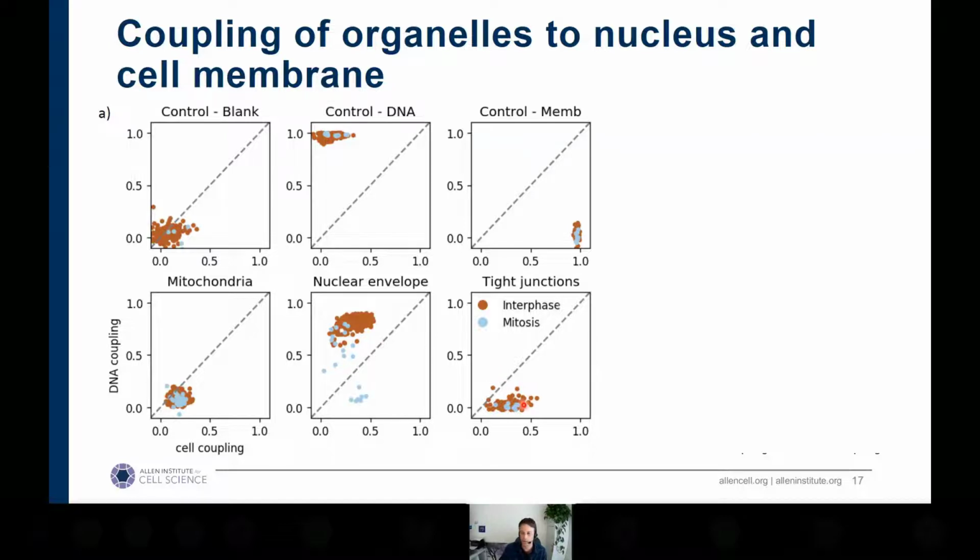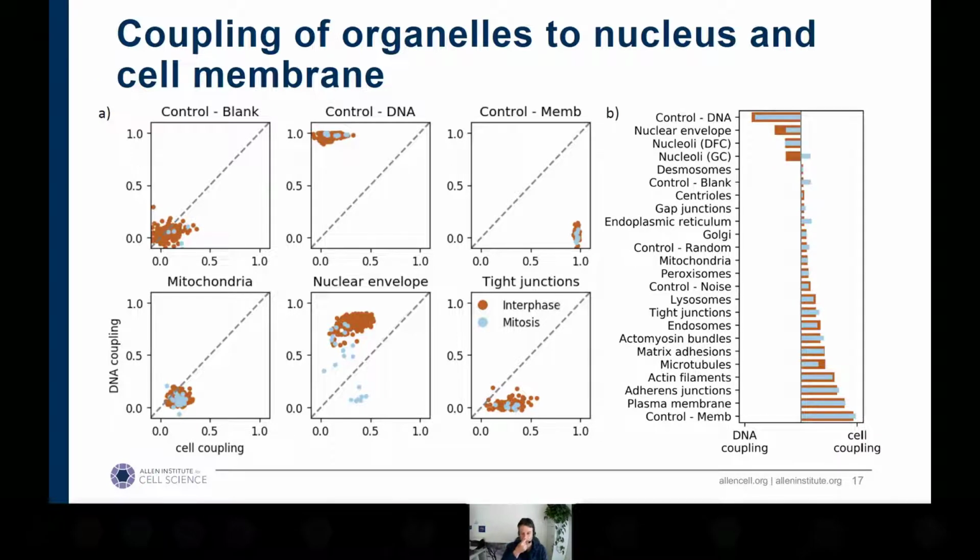Finally, looking at the tight junctions, which are on or near the cell membrane, we see that the cell coupling is larger than the DNA coupling. We've done this, of course, for all the organelles that we have, which gives us a nice rank ordered list with lots of positive controls. But I want to emphasize that the ones which are in the middle, in many cases, we cannot simply predict them very well with the model that we have at this particular point in time. The tubular structures and the more punctated structures are difficult to predict. We have some ideas of how to improve that, but this is where we are at this point in time.